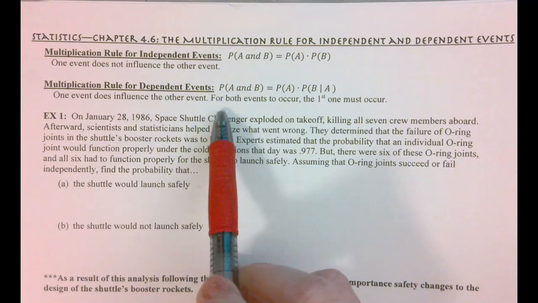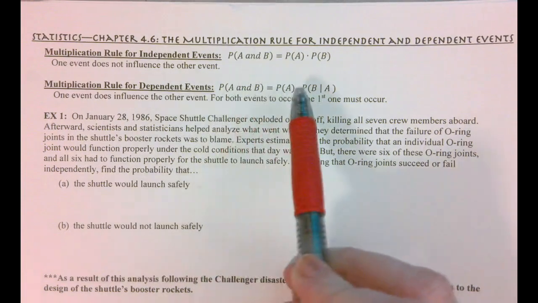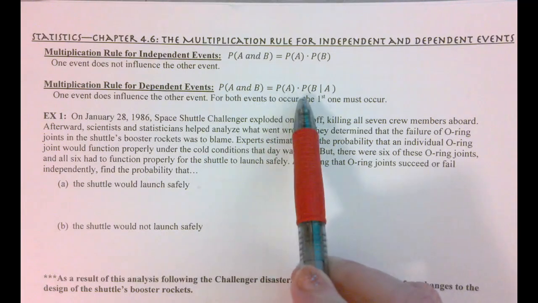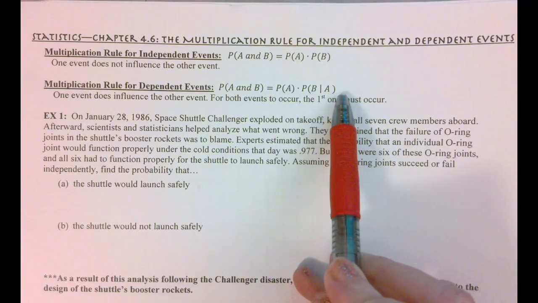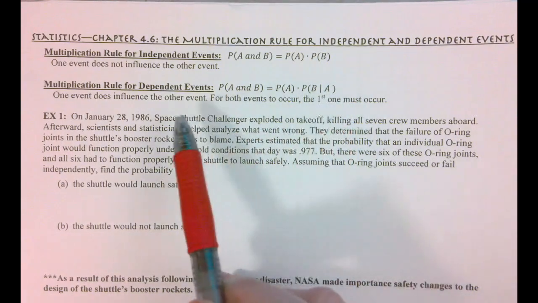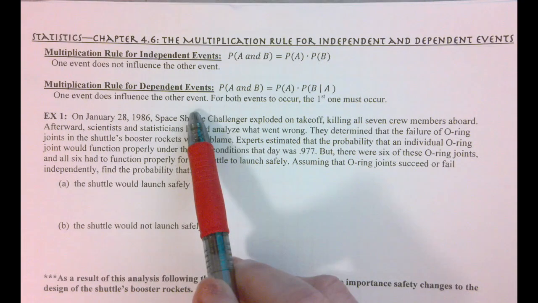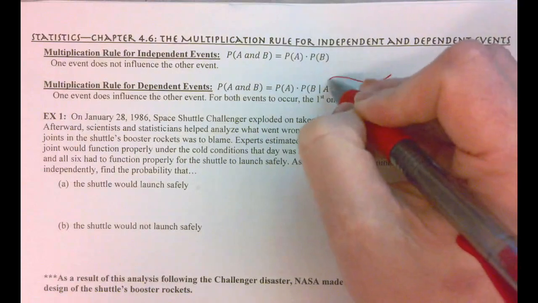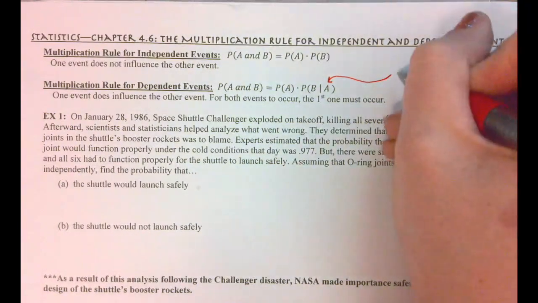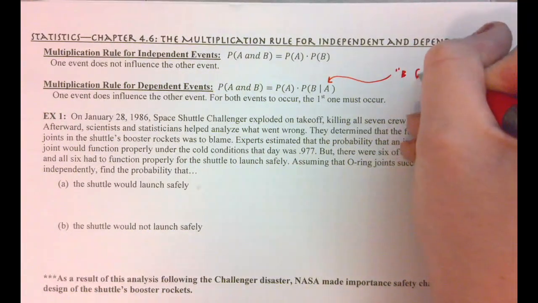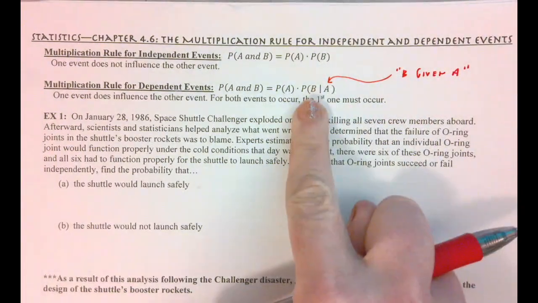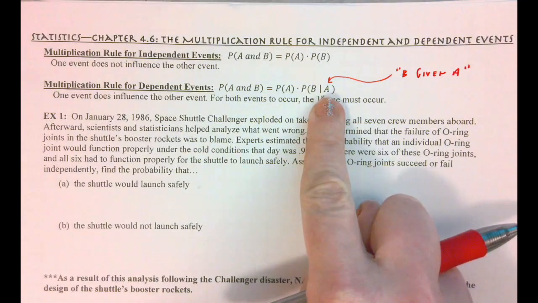When we're looking at it for dependent events, here probability of A and B is the probability of A times the probability of B given A. So in these scenarios, one event does influence the other event. In order for both events to occur, the first one must occur. So just a reminder that this notation here, that conditional probability, reads as B given A. So for B to occur, A must have occurred first.